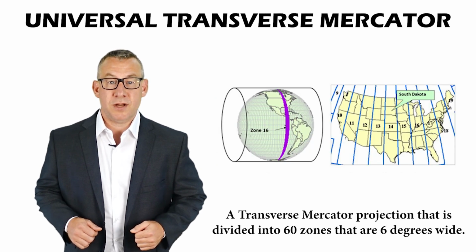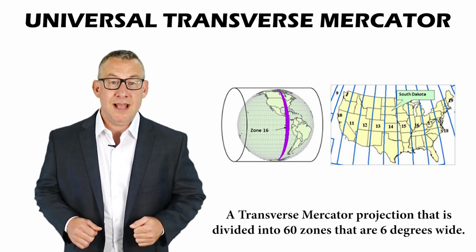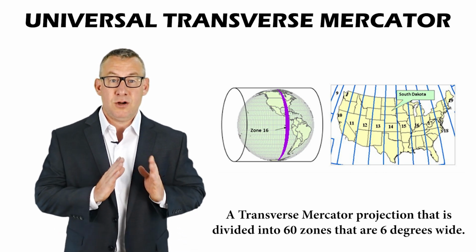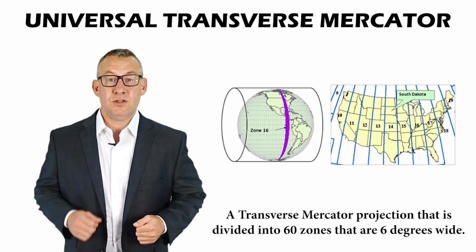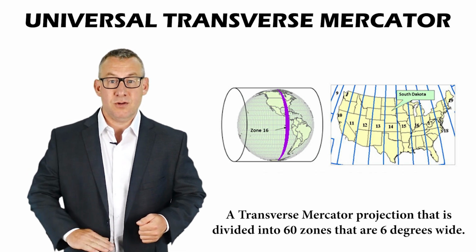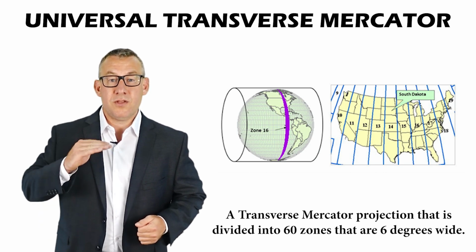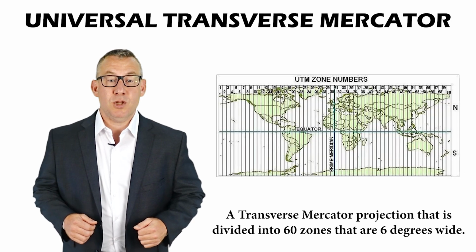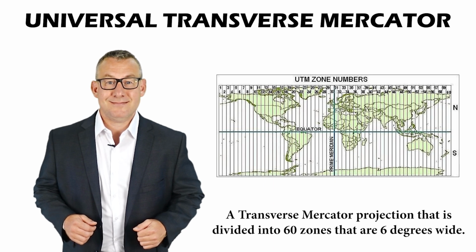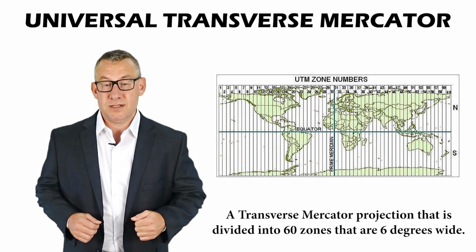The Universal Transverse Mercator, or UTM. The Universal Transverse Mercator is a transverse Mercator projection that is divided into 60 zones that are 6 degrees wide. These zones extend to 84 degrees north and 80 degrees south. Regions south of 80 degrees and north of 84 degrees north are excluded. Distortion is below 1 in 1,000 in each zone. The point of origin for each zone is the equator and the zone's central meridian.